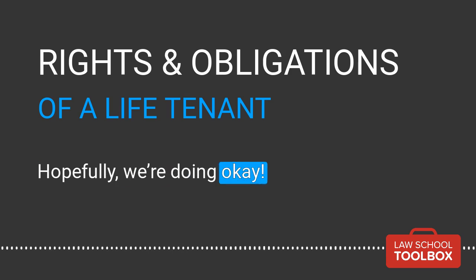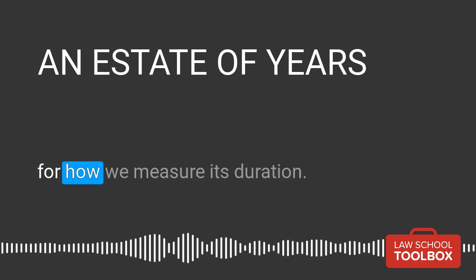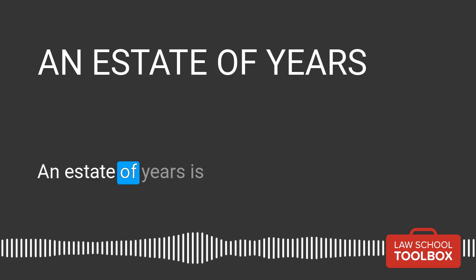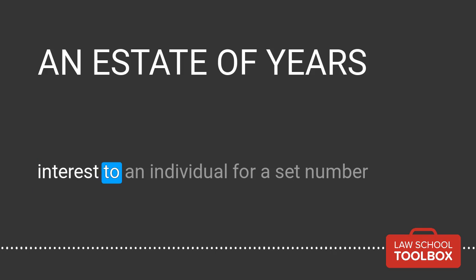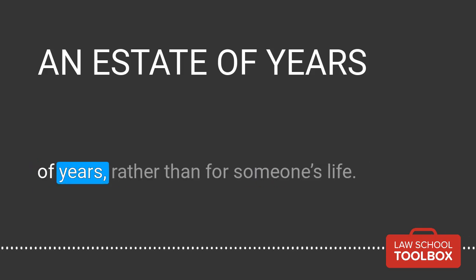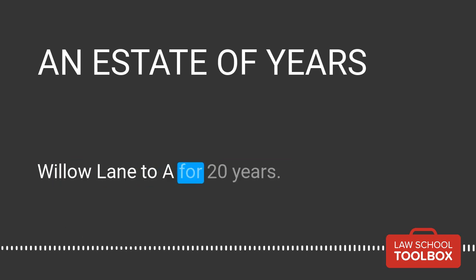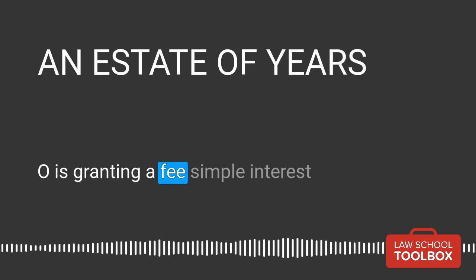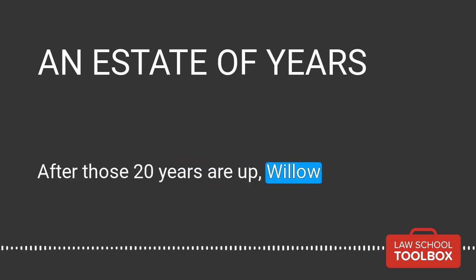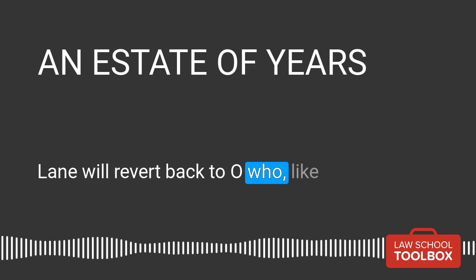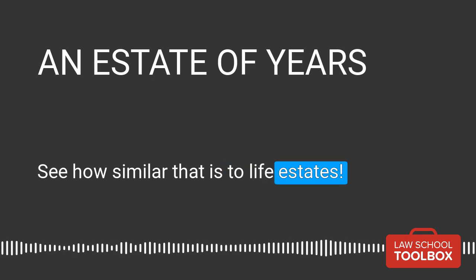Hopefully, we're doing okay. Our next and final present estate is very similar to a life estate, except for how we measure its duration. An estate of years is exactly what it sounds like. The grantor is conveying a fee simple interest to an individual for a set number of years, rather than for someone's life. As a quick example, O conveys Willow Lane to A for 20 years. O is granting a fee simple interest in Willow Lane to A for 20 years. After those 20 years are up, Willow Lane will revert back to O, who, like with life estates, holds a reversion. See how similar that is to life estates?